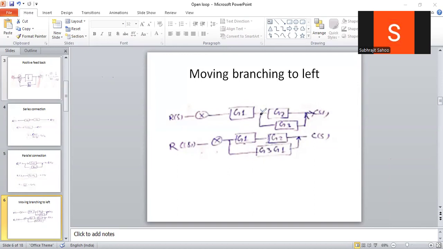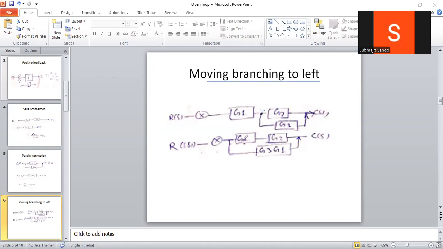Because the intermediate point is there, the signal is coming from this line and joining here directly. So to solve this, to find out the transfer function, what I have to do, I have to move this take up point or branching point either left or right. So in this case, suppose I am moving to left. If I am moving to left of the block, here moving the branching to left of the block, then what will happen?